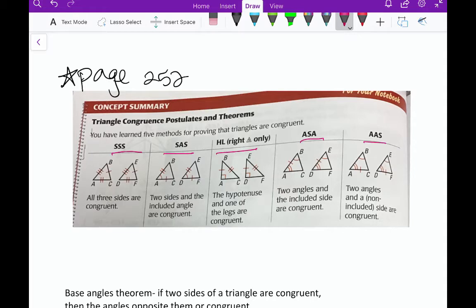And you have to be careful to make sure you pay attention to how this is set up. For example, in SAS, this angle is the one that has to be congruent in both triangles because it's the angle formed by the congruent sides. Whereas in ASA, you see that the angles are outside of the one side.